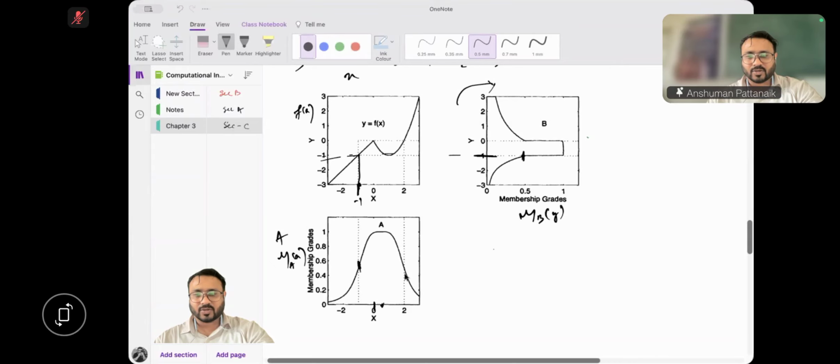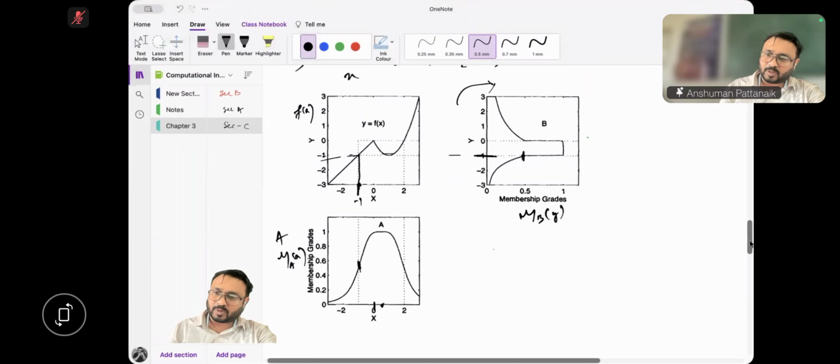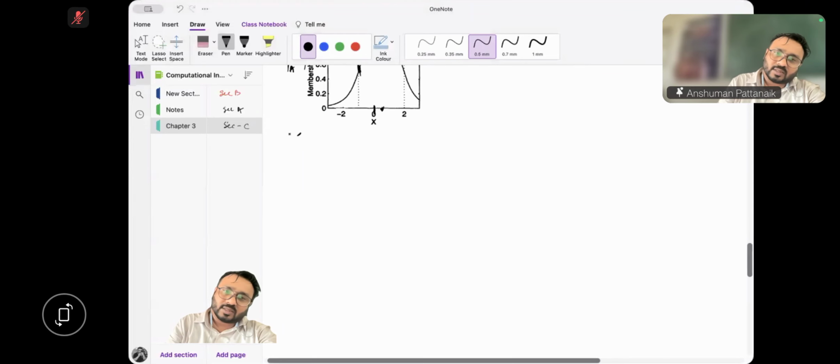Okay, discrete और continuous दोनों हो गया. Okay, अभी आता है important thing called fuzzy relation. Extension principle के बाद आता है fuzzy relation.